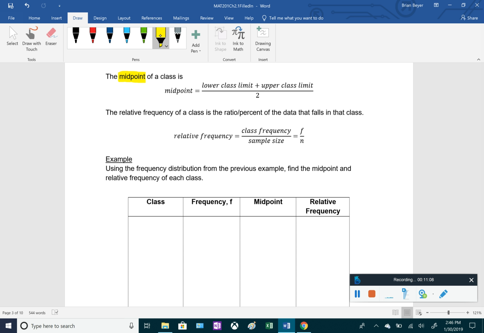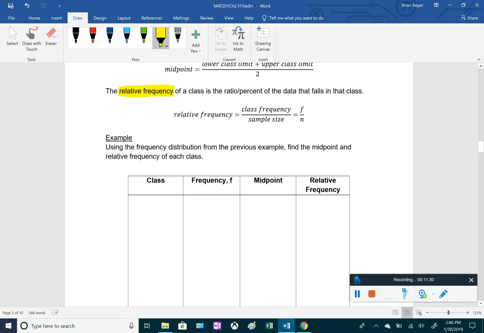And the next thing is the relative frequency. The relative frequency of a class is the percent or the ratio of the data entries that fall in the class. The way that you find it is you do the class frequency over the total number of data entries, or the sample size. You can denote that with f over n.